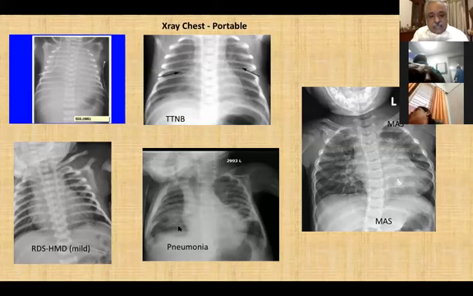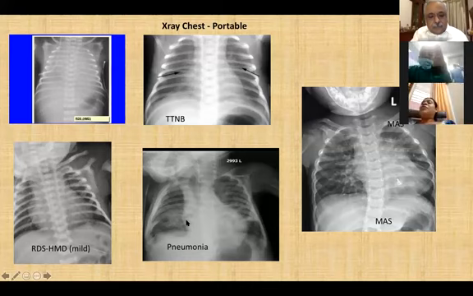Pneumonias, if you see a pneumonia expression like this, are also worrying. We need to shift this baby.